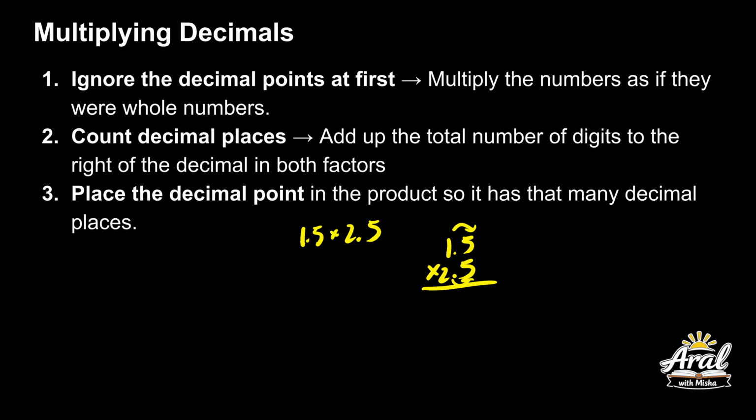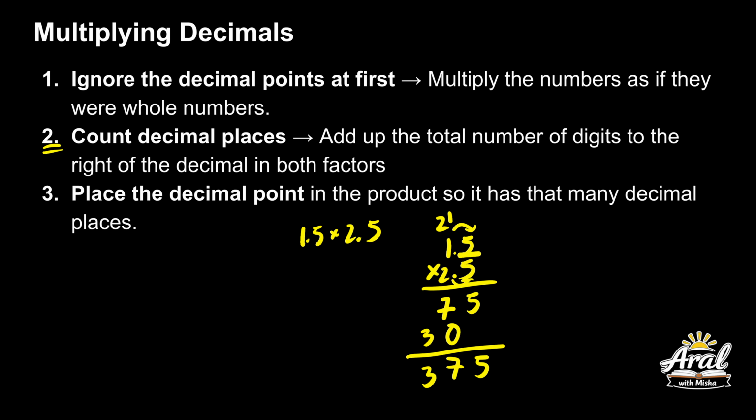So, solve natin ha. 1.5 times 2.5. 5 times 5, 25. Normal lang ha. 5 times 1, 5 plus 2, 7. 2 times 5 is 10. 2 plus 2, 3, 0. Then 5, 7, 3. 375. So, count next.